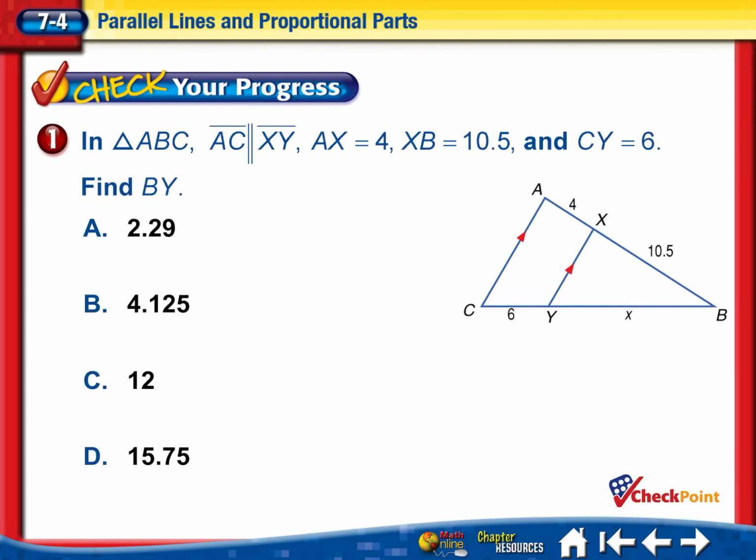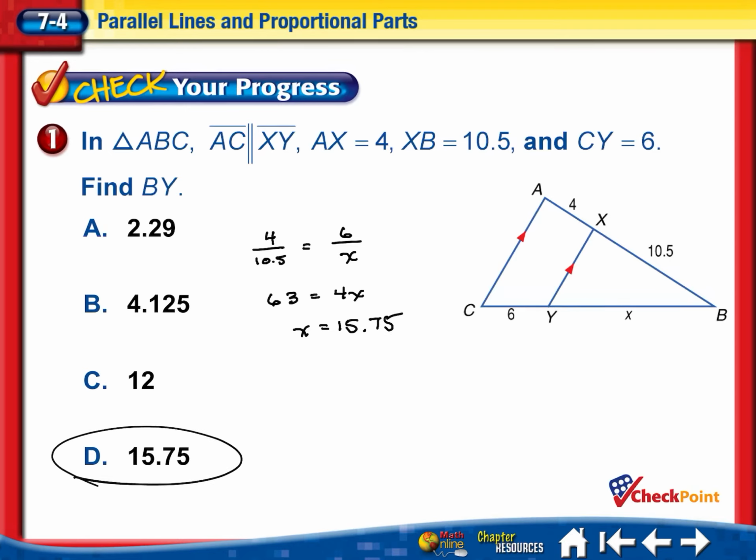All right, so hopefully you've unpaused the video now. It's the same scenario, so we're just going to go ahead and get into it. So I'm going to do 4 over 10.5, so I did left side over left side, equals the same right side, so 6 over x. So if we cross multiply, we get 63 is equal to 4x, and x is equal to 15.75. So that's D, and that one is done.